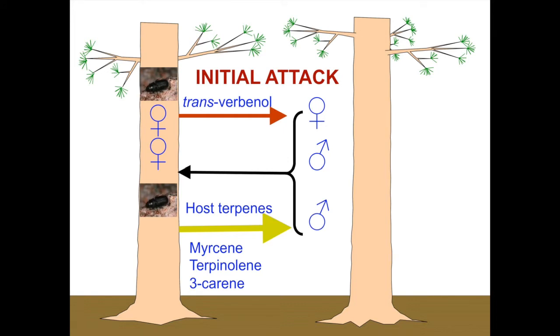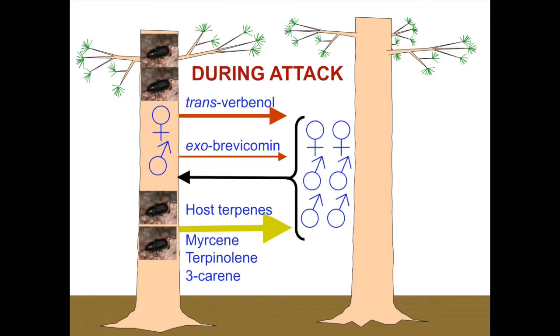So to quickly go over just the attack sequence and why pheromones and host volatiles are important. So females are the initial attacking beetles for mountain pine beetle. They start producing transverbenol, which is the aggregation pheromone, and together with host terpenes, which synergize the effect of transverbenol, they attract conspecifics, so females and males.